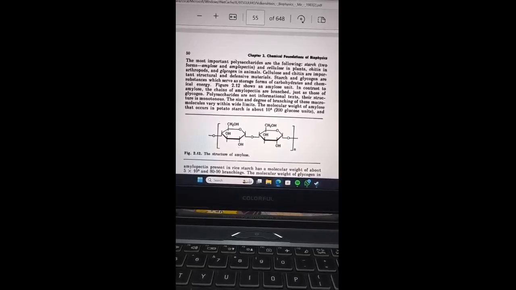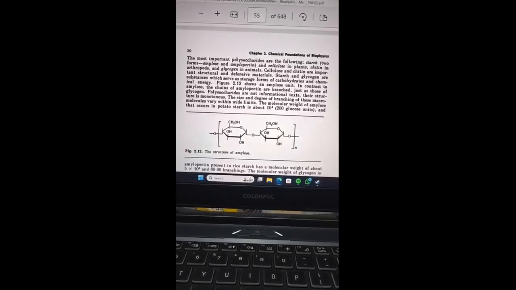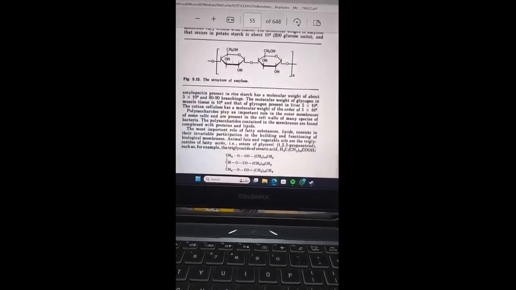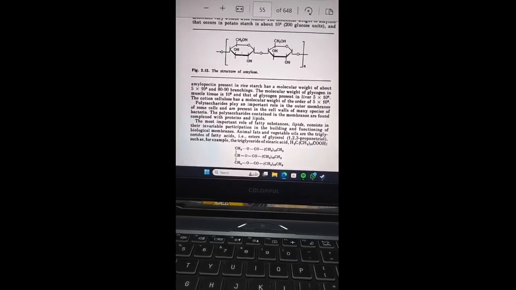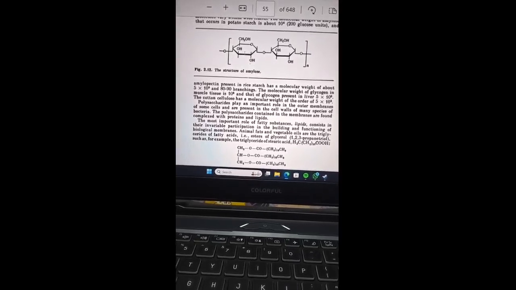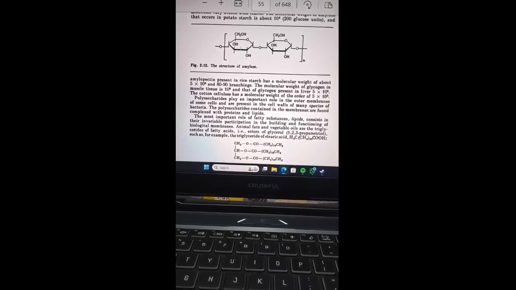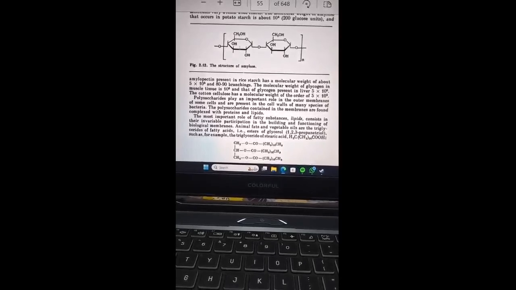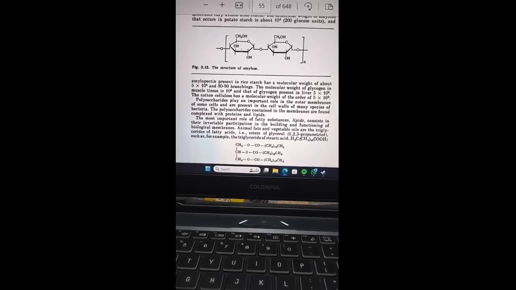The molecular weight of amylose that occurs in potato starch is about 10 to the power 4, and amylose present in rice starch has a molecular weight of about 5 times 10 to the power 5 and 80 to 90 branches. The molecular weight of glycogen in muscle tissue is 10 to the power 6, and glycogen present in the liver is 5 times 10 to the power 6. Cotton cellulose has a molecular weight of the order of 5 times 10 to the power 5.